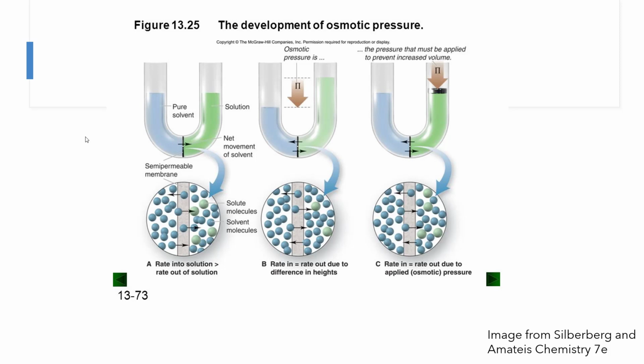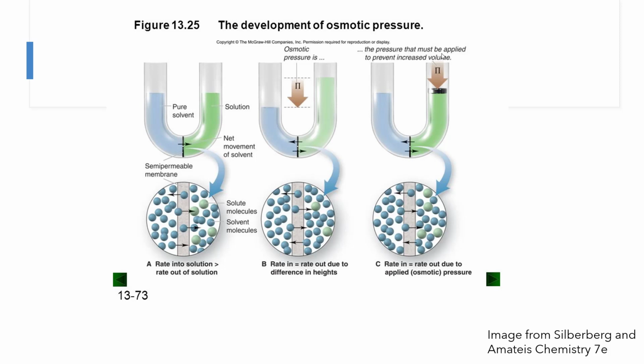Now notice, over time, going into B, the rate in now is equal to the rate out due to their difference in heights. So essentially we've come to the point where there's a volume difference. That volume difference, when we look at the difference in the volume heights, we can tell there's a difference in pressure here. That difference in pressure is what's known as our osmotic pressure.